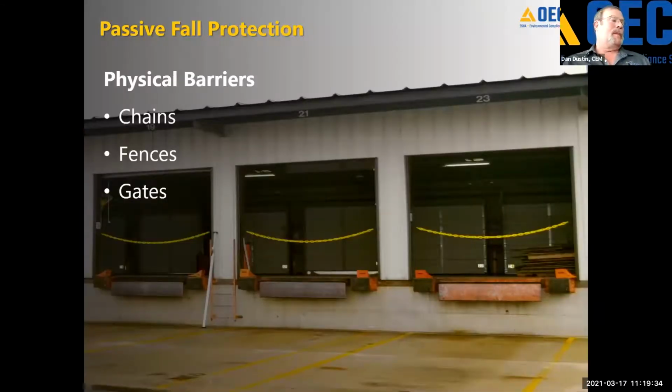Another example of passive fall protection is where I put physical barriers up in some cases. And if you look at the picture that's on the screen now, we obviously have a large warehouse operation because you can see the roll-up doors on the other side as well. And just for air movement, they've got these doors open. But in order to prevent people from inadvertently stepping off that edge, they've put yellow plastic chain across there as a visual indication.